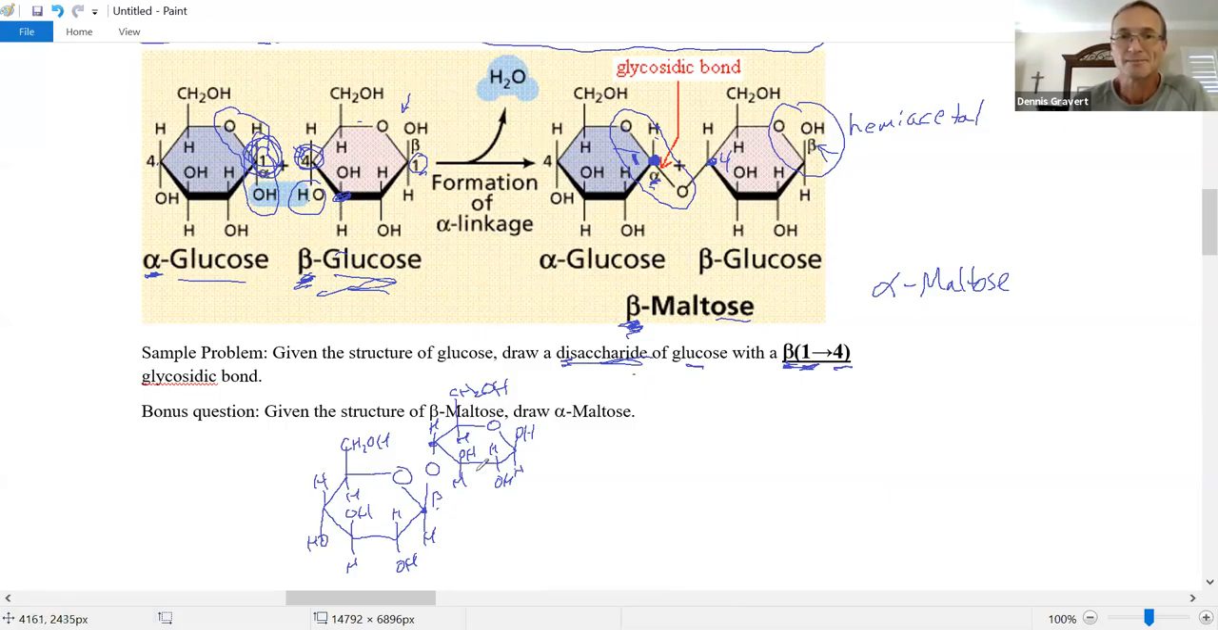Nice. Bonus question: given the structure of beta maltose, draw alpha. So all you had to do is scribble out the OH, make that an H, and put the OH down here. Yep, and that's the alpha form of maltose. Nice.